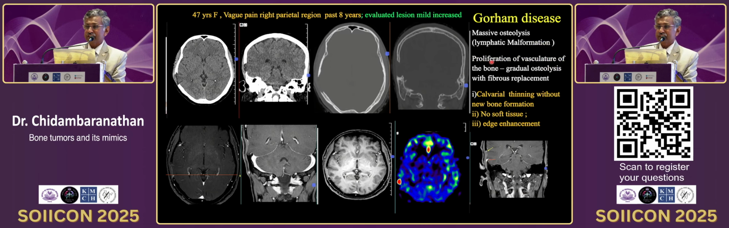Okay, this is a massive osteolysis, a lymphatic malformation, that malformation group. The proliferation of vascular bone and the gradual osteolysis with fibrous replacement. The important finding will be calvarial thickening without any new bone formation. That is osteolysis. You can get multiple bones, starting with the calvarium, and the most important edge enhancement is one of the characteristic findings of Gorham's disease.